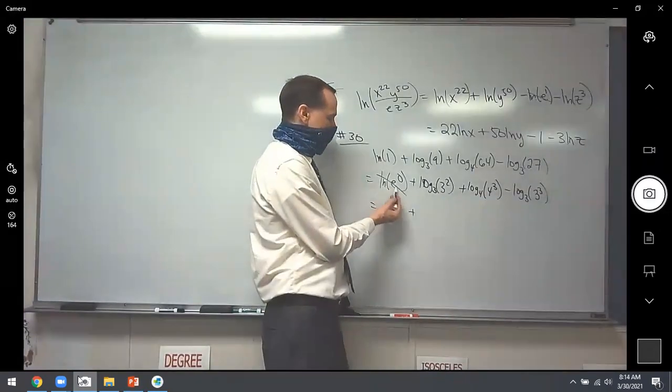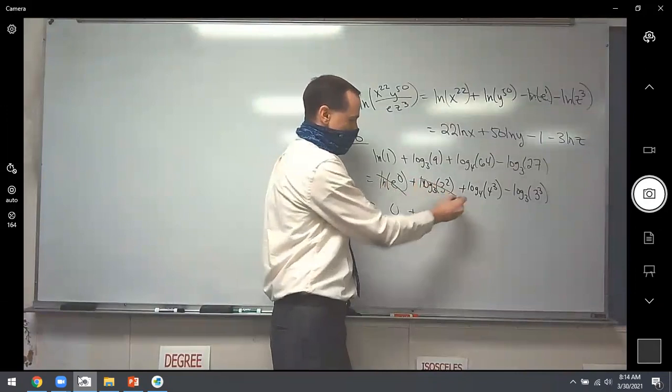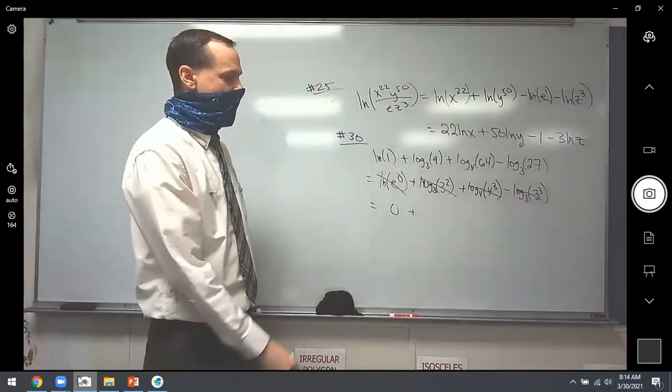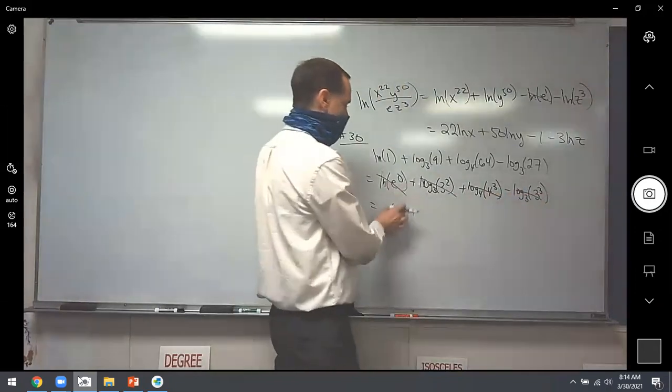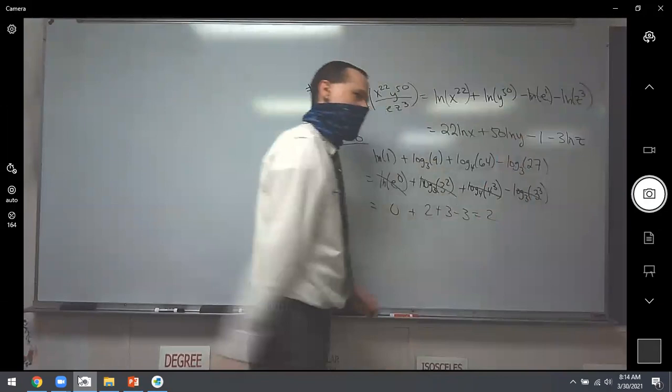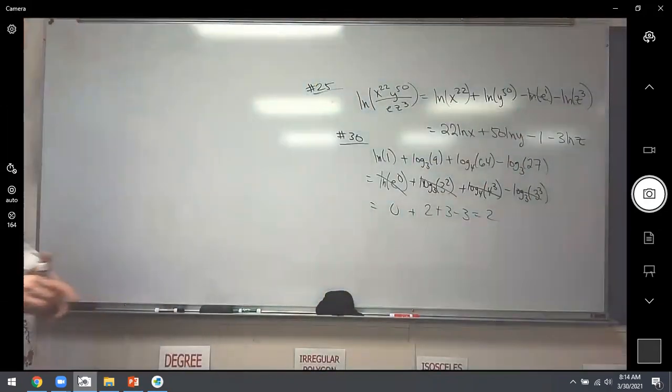Since the log base and the base are the same, they're going to cancel. So cancels, cancels, cancels. And the only thing left is the exponents. 0 plus 2 plus 3 minus 3, which is 2. So the answer to that whole problem is just 2. Although that was kind of a freak problem.